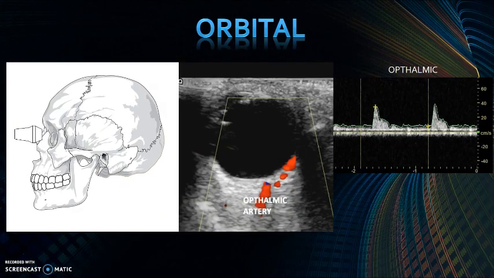The orbital view can be a little tricky if you're scanning a baby. They might not want you to scan on their eyes, understandably. You want to use a disinfected transducer and sterile gel, and just a sliver of gel. You just want to put a tiny film of gel and wipe off the excess, because too much gel might get into the eyes and cause some stinging.